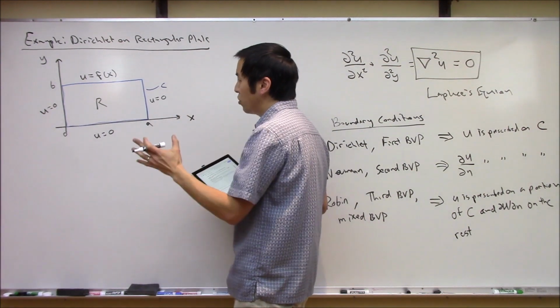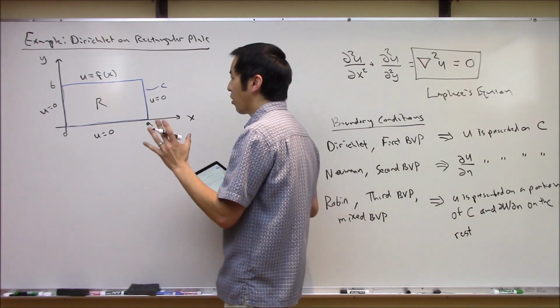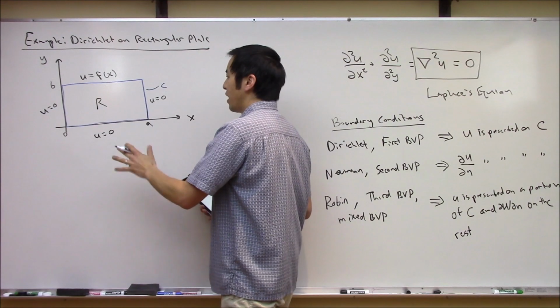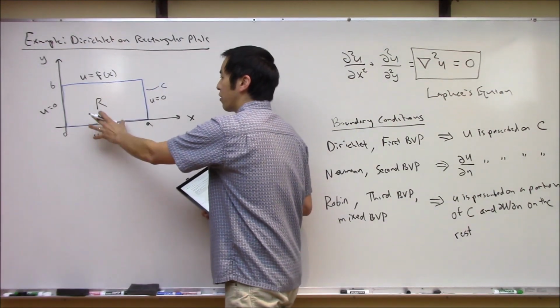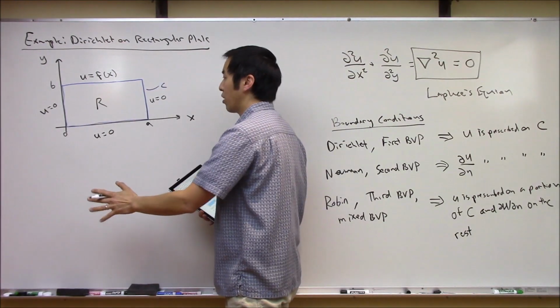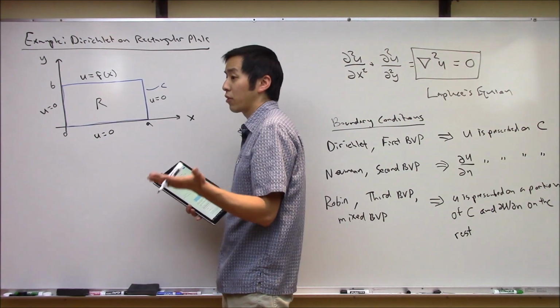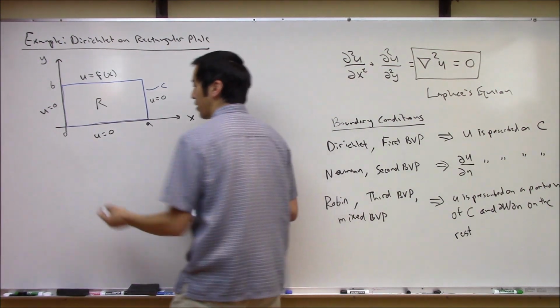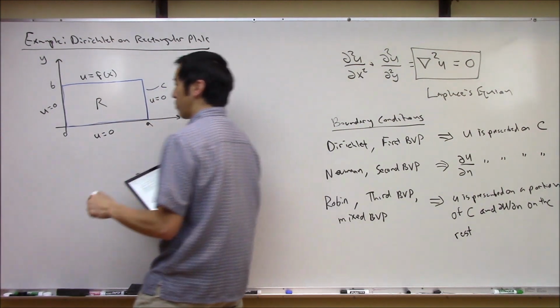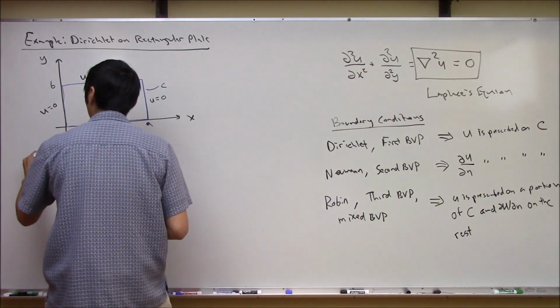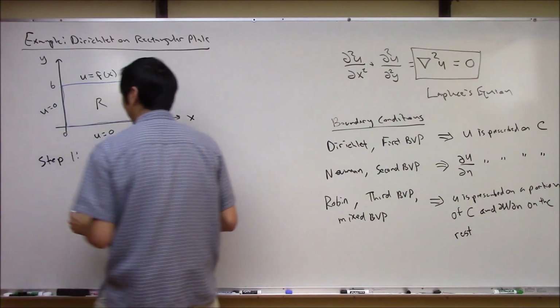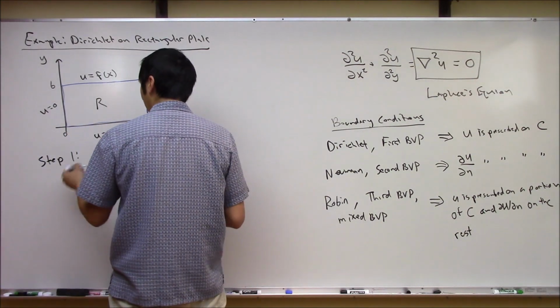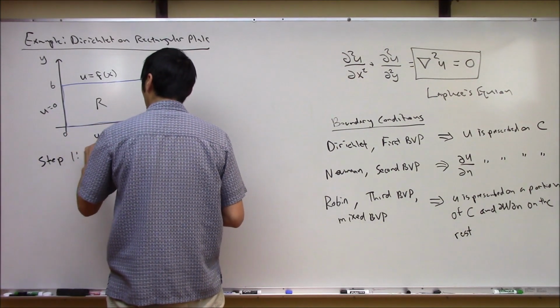So what we would like to do now is ask, what is the steady state distribution of temperature over this entire plate? This is governed, as we saw, by Laplace's equation. So let's go ahead and solve this. We're going to do this in just two steps. This is a little bit different than what we did earlier, but really not. It's the same thing. Again, let's do our separation of variables.